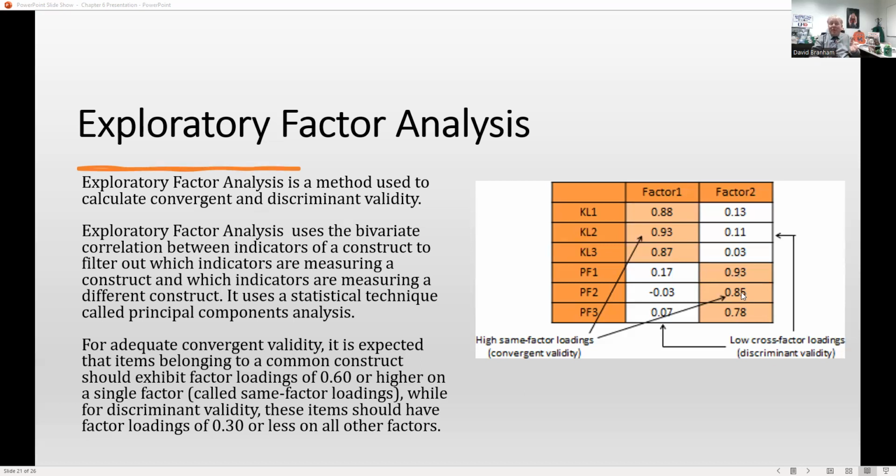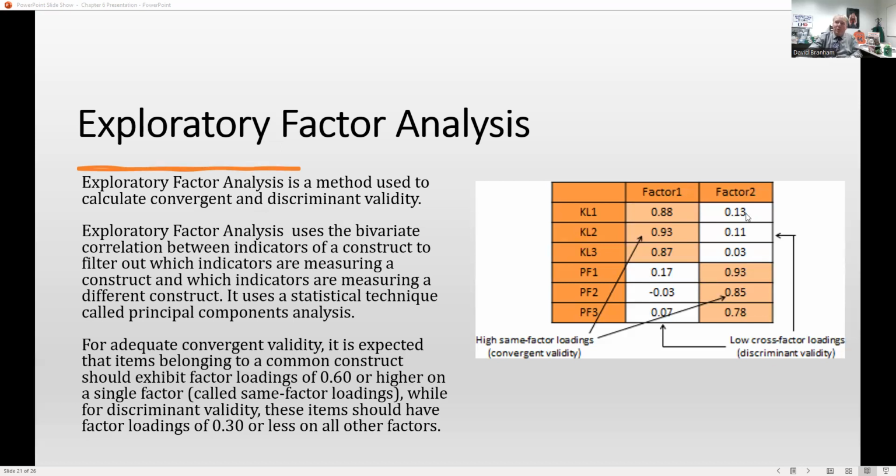While for discriminant validity, those items should have factor loadings of 0.3 or less. If you have a 0.3 or less, like PF1, PF2, and PF3 have on factor one, they're basically saying, with discriminant validity, that you are not measuring the concept that you say you're measuring with these. And the same is true on factor two with KL1, KL2, and KL3.